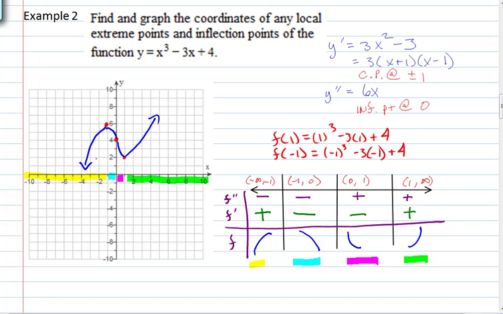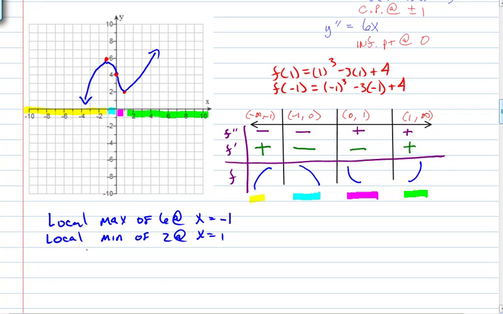So I've got all of my critical values marked here. I have a local max of 6 at x equals -1. I have a local min of 2 at x equals +1. And I have a point of inflection at (0, 4).